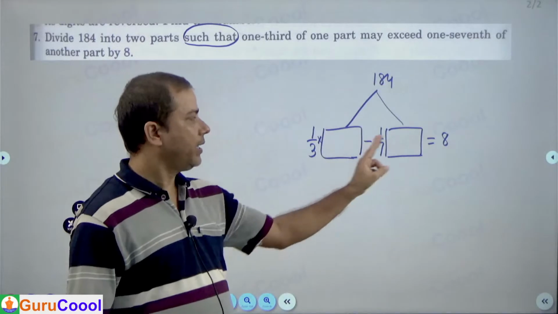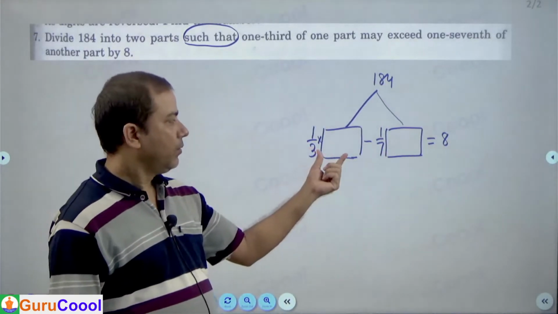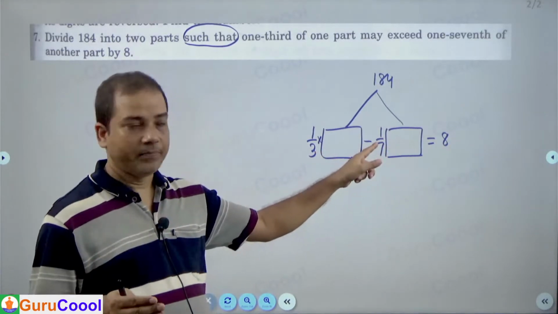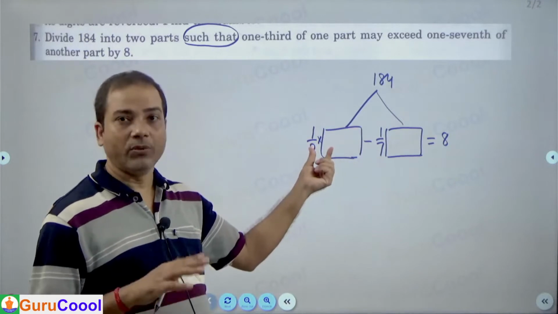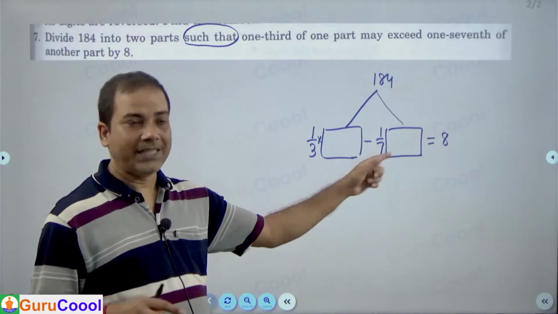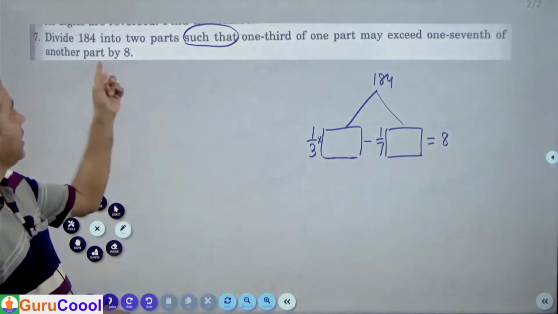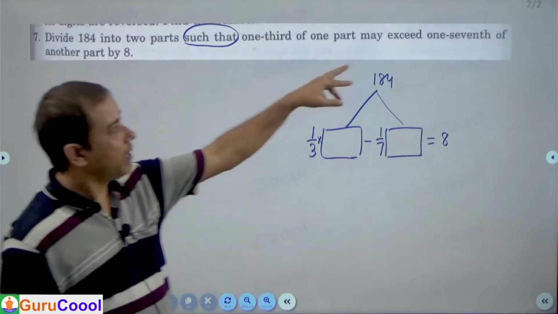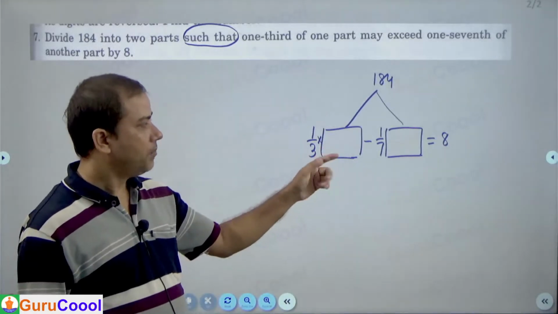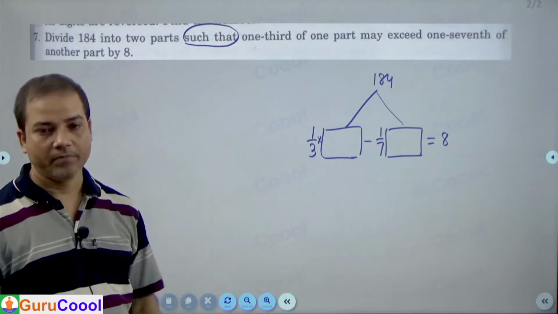184 will be divided in two parts, such that one of them will be 1/3, the other will be 1/7. The one you have made 1/3 is bigger, and the other one where you have made 1/7 is smaller, and if you subtract, the difference is 8. The question is telling that another part exceeds by 8. Exceed means being bigger. So this is bigger by 8. Think what the numbers, the parts, can be.